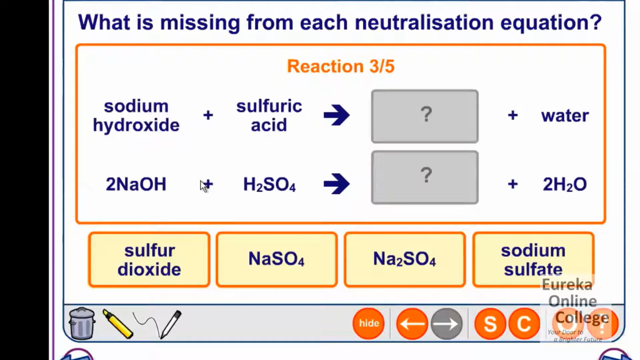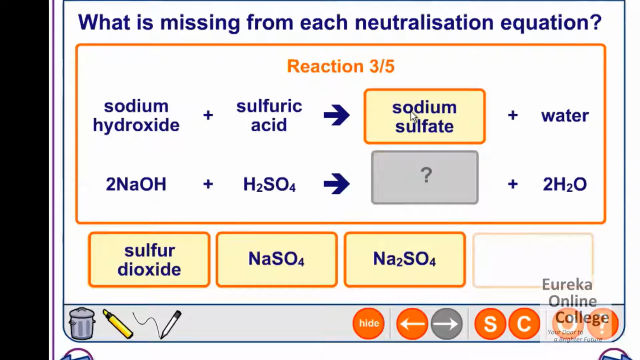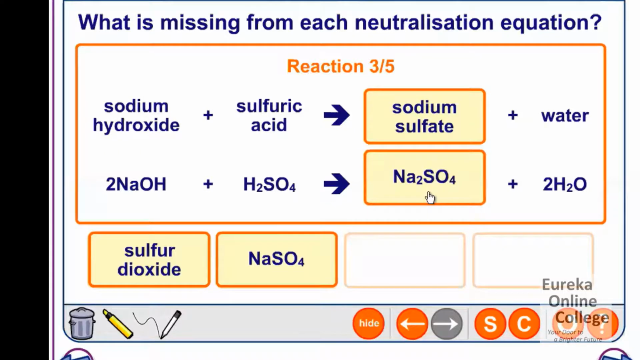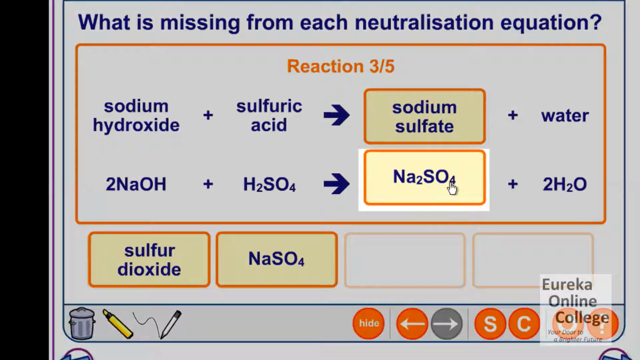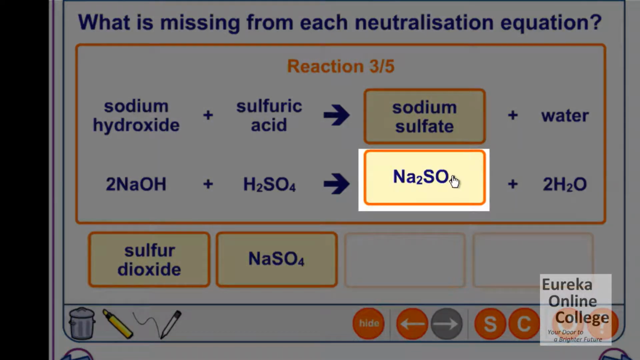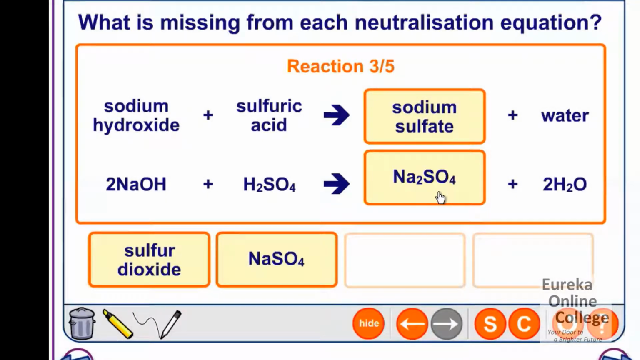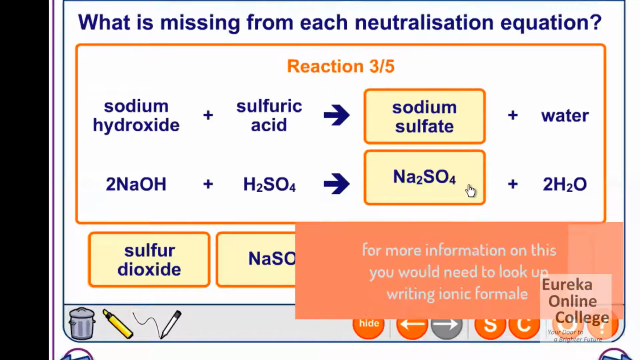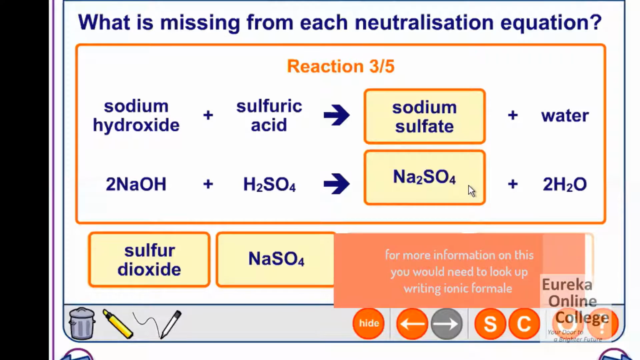So we've got sodium hydroxide and sulfuric acid. So the name of our salt is going to be sodium sulfate. Let's have a look at this. Now, this is where it becomes slightly trickier because the balanced symbol equation for this, sodium sulfate, is in fact Na2SO4. And that comes from the fact that SO4 as an ion has got a 2- charge. Na is only a plus, so you need 2 Nas to balance it. You can do some further reading on this if you need to. And the thing that you would look up would be writing ionic formulae.